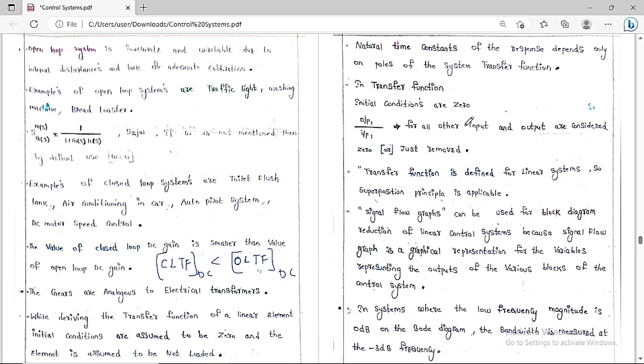Suppose a system has multiple inputs and only one output, and I want to find the overall transfer function. The overall transfer function is the transfer function of the output with respect to input 1, plus the transfer function of the output with respect to input 2, and so on up to the total number of inputs.